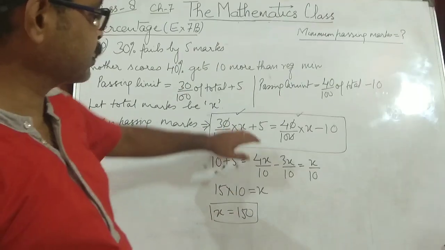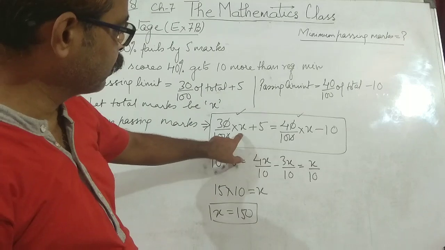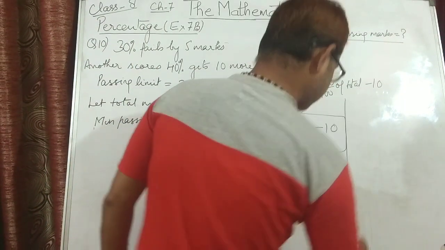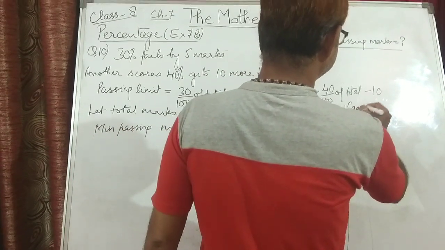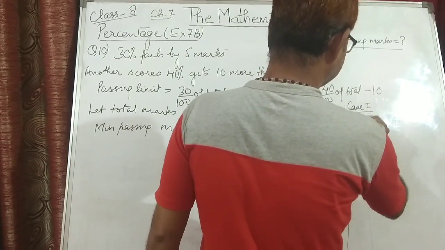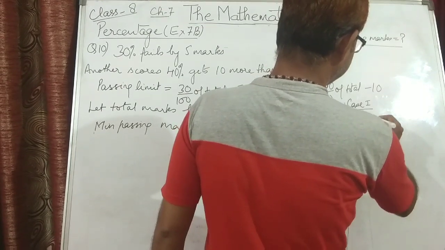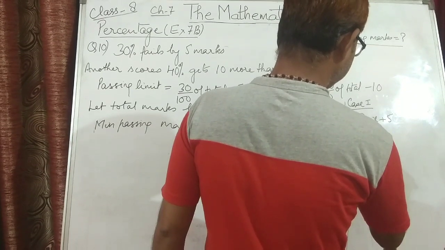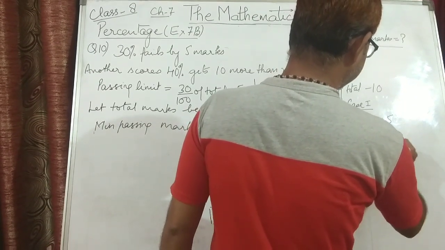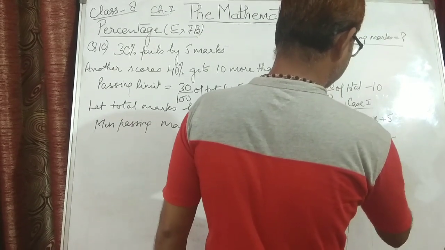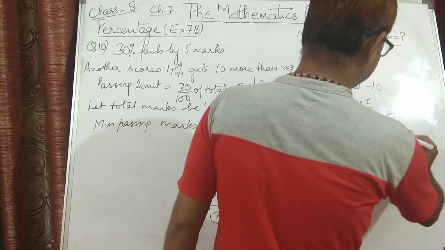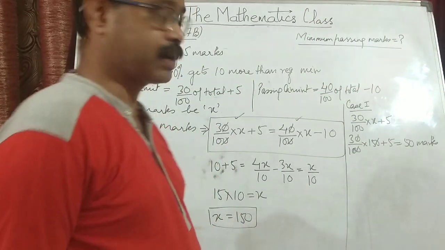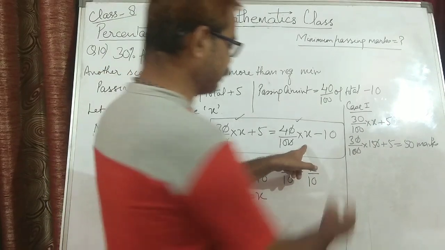So minimum passing marks, either you put the value of x over here or you put the value of x over here. I will show you. So in first case you can say 30% of x plus 5, and x was 150. 30% of 150 plus 5: the zeros cancel, 15 threes are 45, and plus 5, that is 50 marks is the minimum passing marks. If you want to check your answer, you can check with this also.